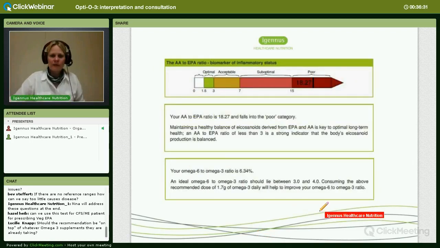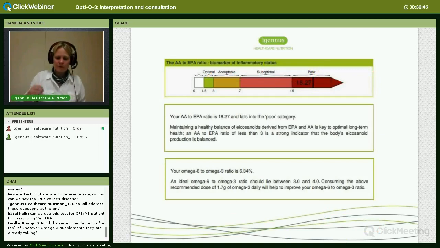And then if we look at this individual's AA to EPA ratio, just in the red here, we can see that it's 18.27, which is in the poor area. And we need to really get that down. And with the majority of conditions that we are seeing, inflammation is a key factor behind, or treating inflammation is a key factor behind, the whole treatment process itself.